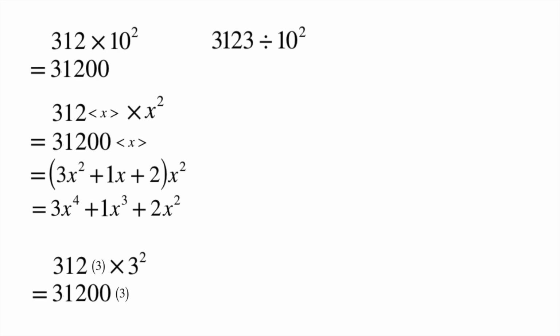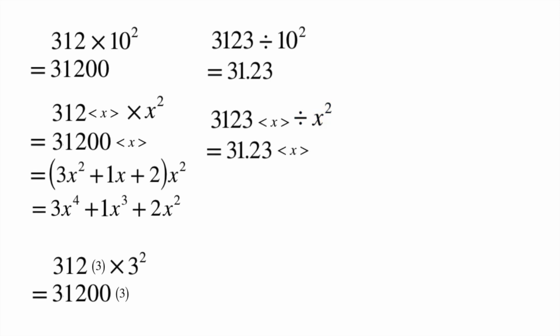Next example. Divided by 10 squared, the decimal point goes up by 2. In X-nary, divided by x squared makes the same. This is what happened.